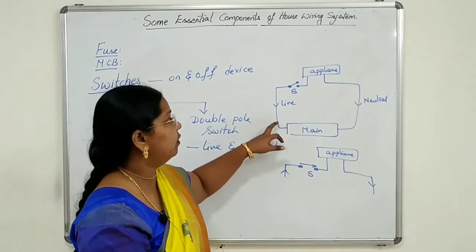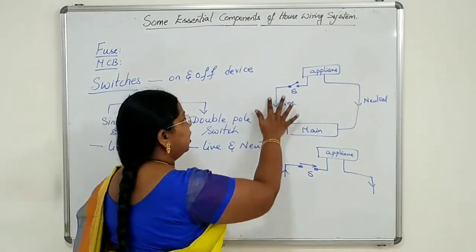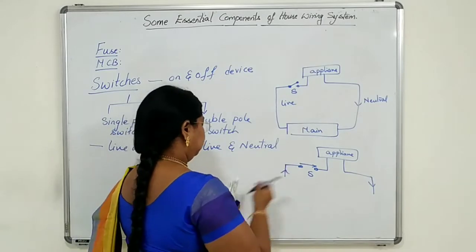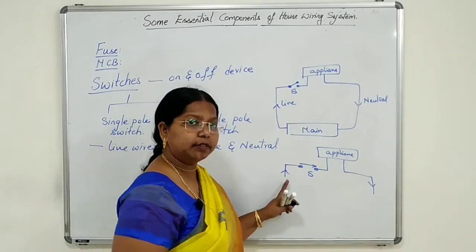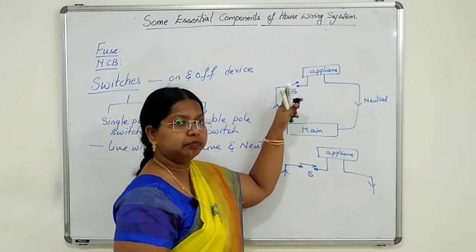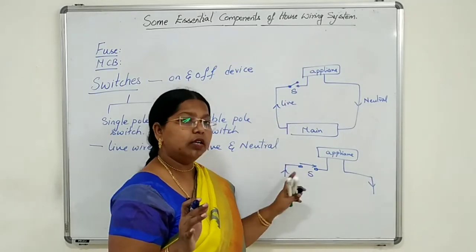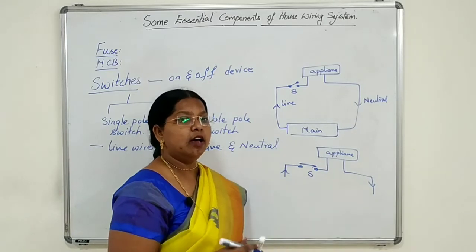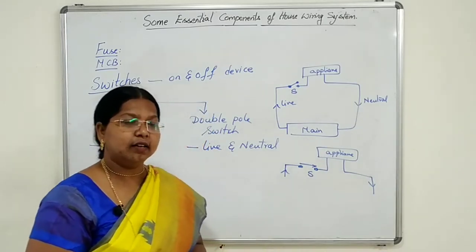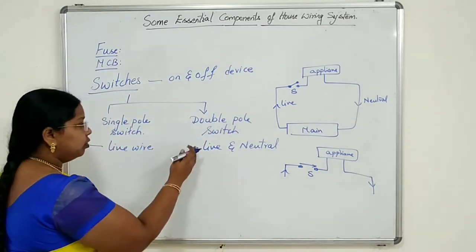So the switch should always be placed in the line. Current enters in the line through the main. So when the switch is off, there is no flow of current. When the switch is on, there is flow of current to the appliance. Clear? Double pole switch.